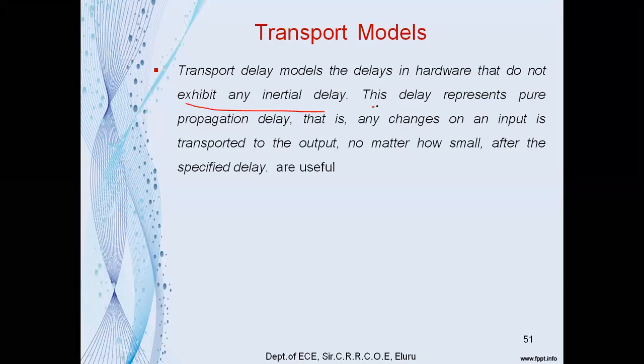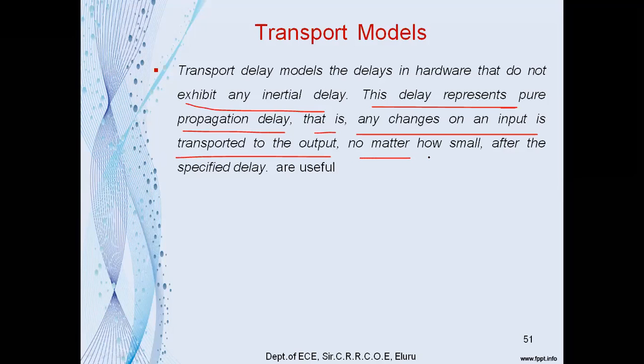and this delay represents the pure propagation delay, that is any changes on input is transported to the output no matter how small, and after the specified delay.